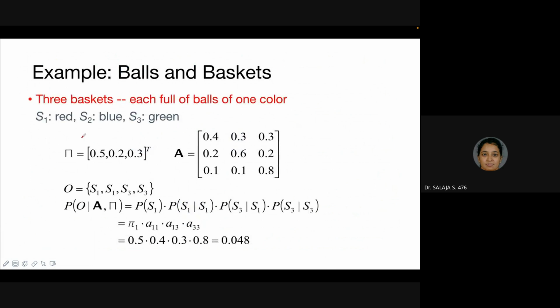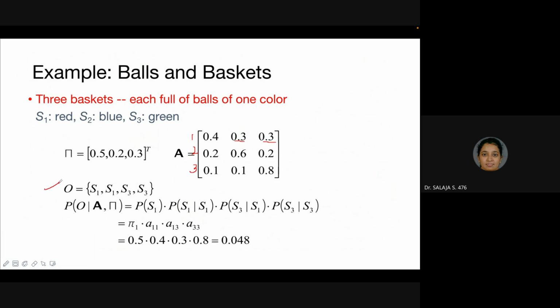Now, here's an example where you have three baskets, each full of balls of one color. S1 has red, S2 is blue, and S3 is green. Therefore, you have an initial probability of 0.5 for red, 0.2 for blue, and 0.3 for green. And now, this is the first basket, second basket, and the third basket. The occurrence of S1 to itself is 0.4. If I draw the red ball first, followed by the blue ball next, then the probability is 0.3. If I draw the red ball first and the green ball next, the probability is 0.3.